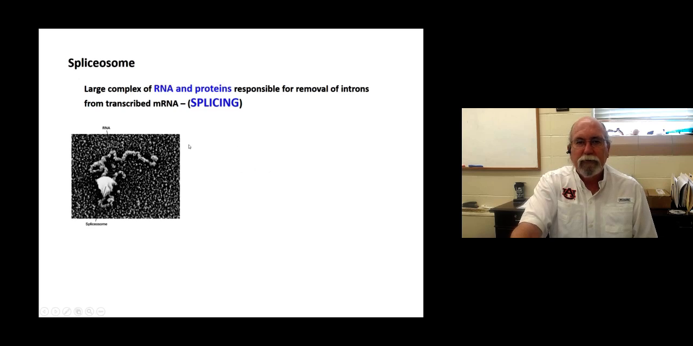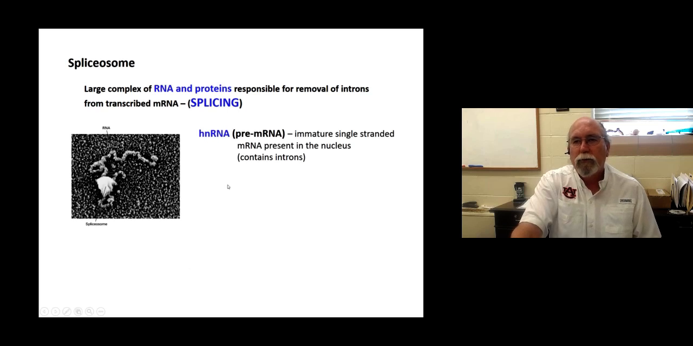Now, we definitely know they exist. We can physically see them, okay? And we can see them activated and around these messages. So this is a piece of messenger RNA, and this is a spliceosome that's conformed around it. So what are they doing?